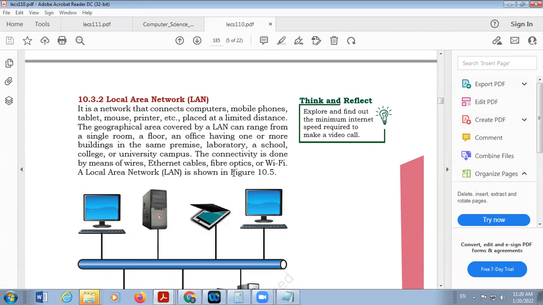The connectivity is done by means of wires. So basically we use Ethernet cables. Clear? An Ethernet cable is your twisted pair. Or we can even use optical fiber or Wi-Fi.